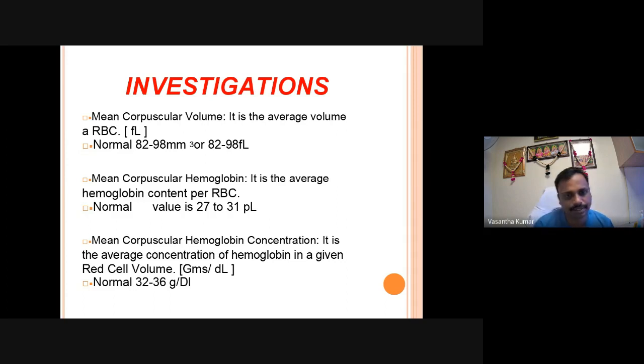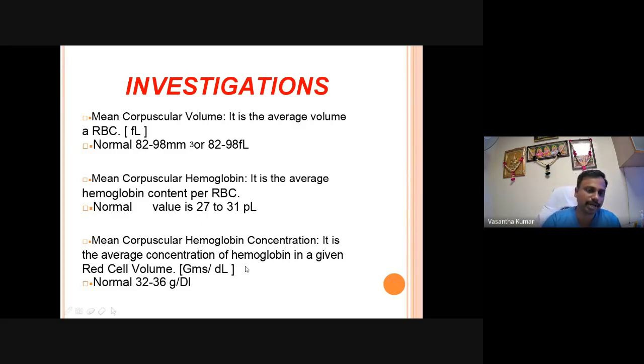And next is the mean corpuscular hemoglobin. It is the average hemoglobin content per RBC. The normal value is 27 to 31 picograms. And next is the mean corpuscular hemoglobin concentration. It is the average concentration of hemoglobin in a given red cell volume, expressed in grams per deciliter. So normal is 32 to 36.